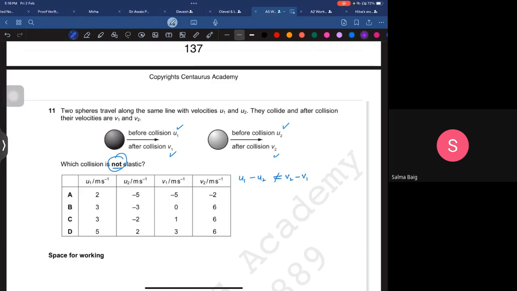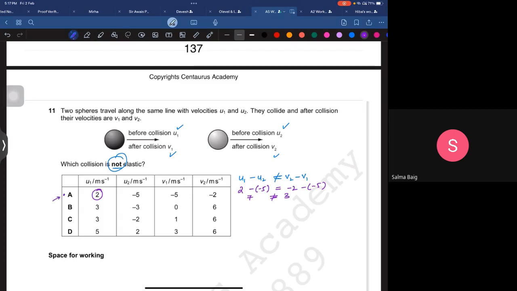So for the first one, I'm going to see that u1 is 2, so I'm going to put 2, minus u2, which is minus 5, so I'm going to put minus 5. And then v2 is minus 2, and that's going to be minus 2 minus of minus 5. If you check the answer, this basically becomes 2 plus 5, and that would be 7. And that is minus 2 plus 5, that is 3. Since 7 is not equal to 3, this is one of our possible answers.